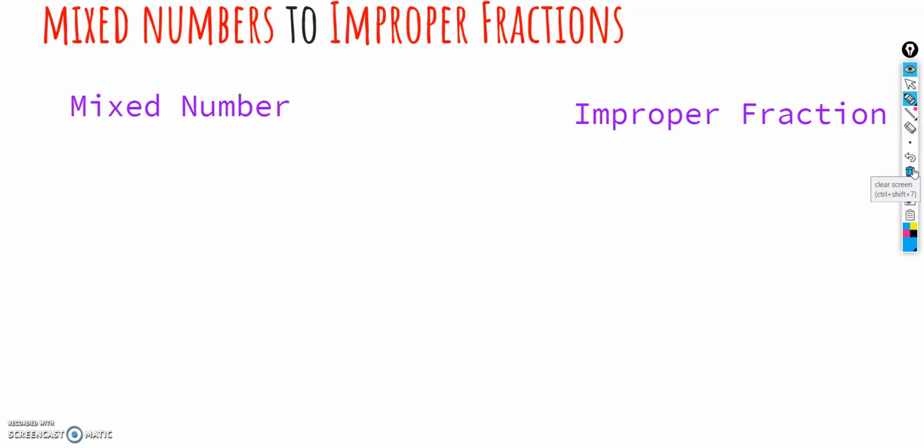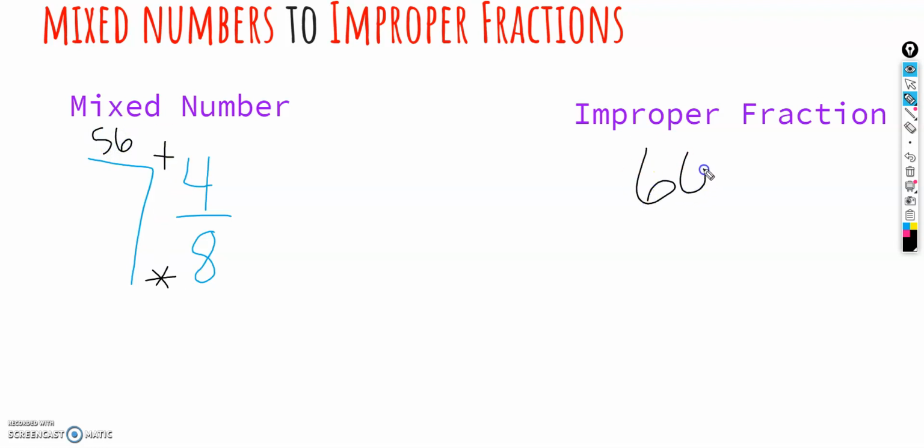Okay. Last one like this, we're going to do 7 and 4/8. This is not reduced, but we're going to go ahead and do it anyway. So I'm going to multiply here. 8 times 7 is 56. And then I'm going to add the 4. That's 60.